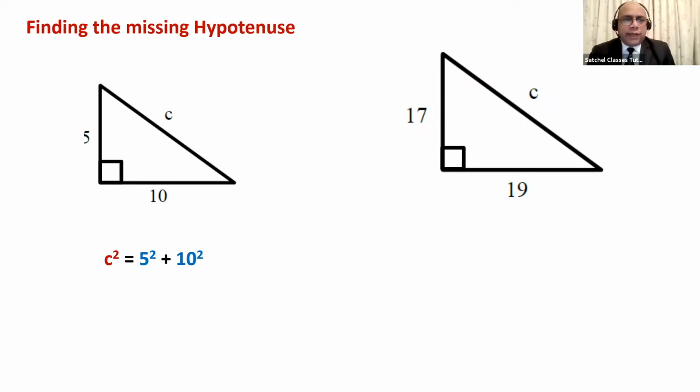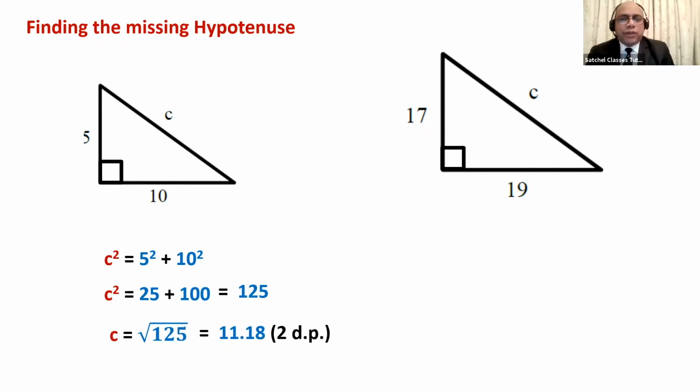5 squared is 25, 10 squared is 100. So c squared has to be 125, or c has to be square root of 125, which is the same as 11.18 units rounded to 2 decimal places. And that's your answer.